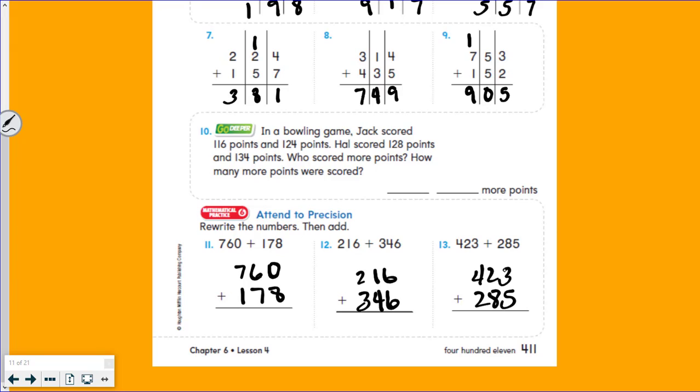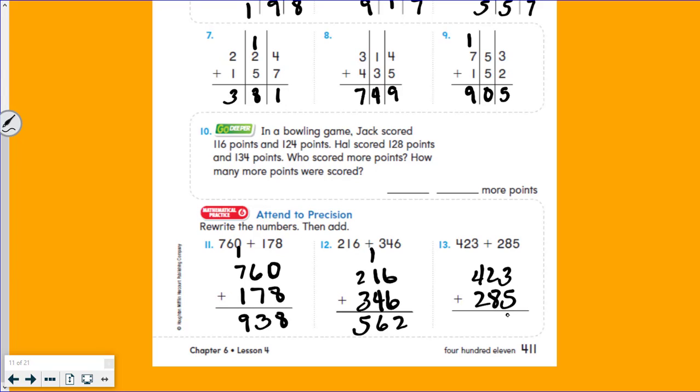Alright, so let's see. Time to solve. Let's see. 6 and 7 is 13 tens. So 3. Regroup the 1. 7, 8, 9. 938. This one, 6 plus 6 is 12, so we're going to regroup. We got 4 tens, 5 tens, 6 tens, and 2 and 3, that's 500, so 562.